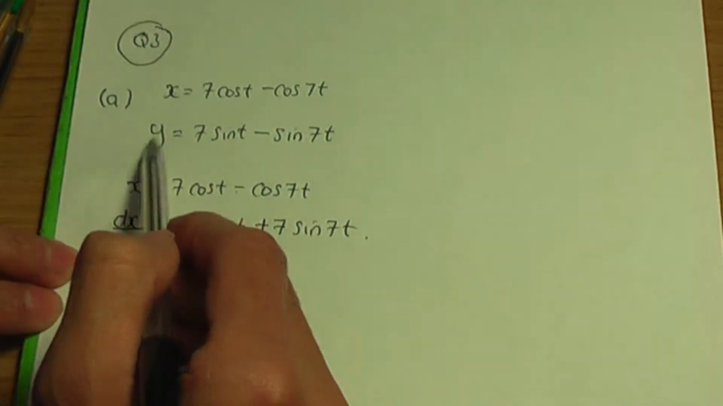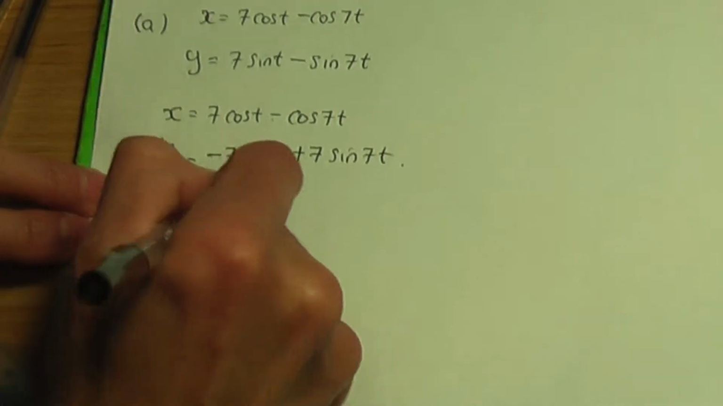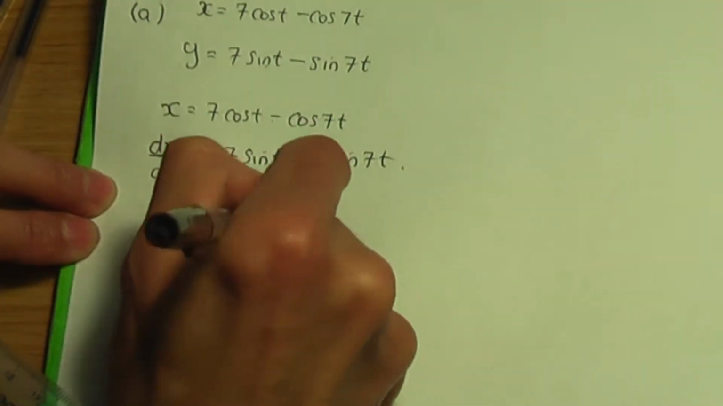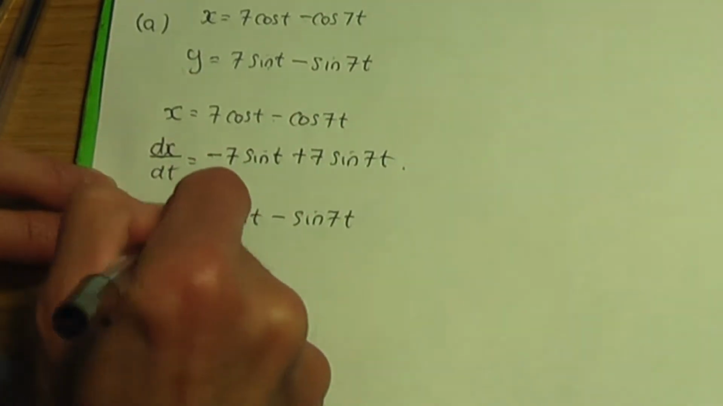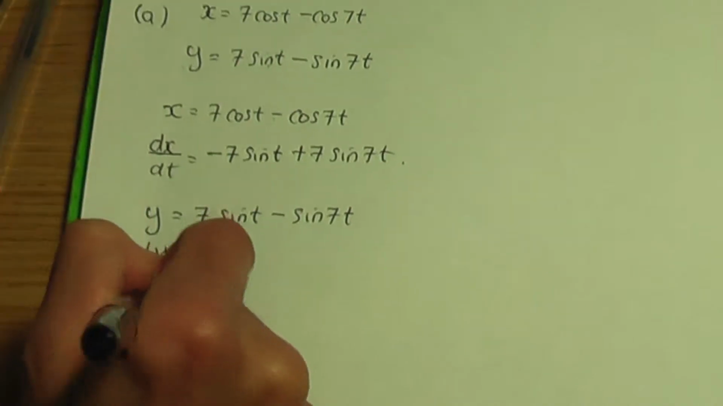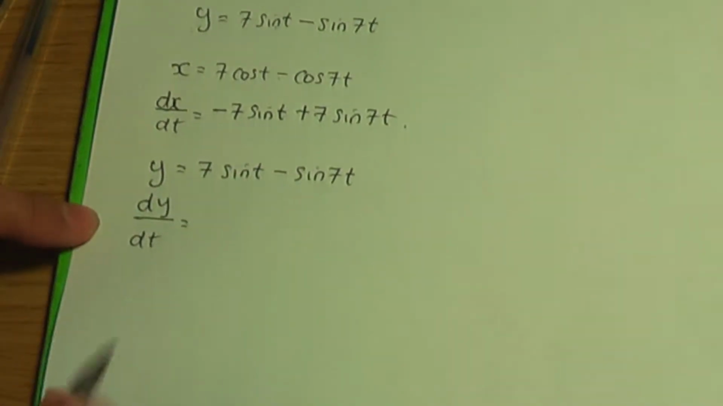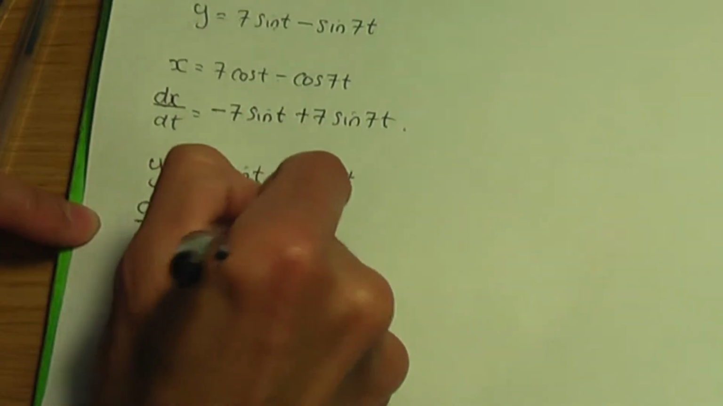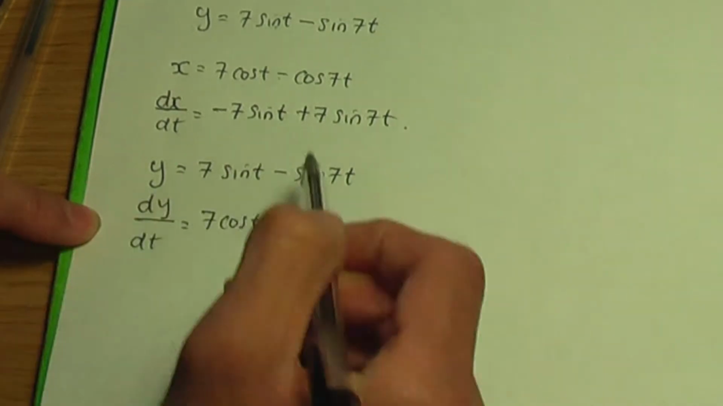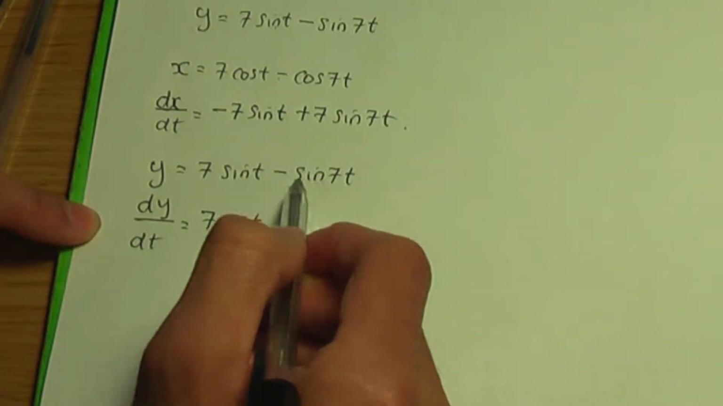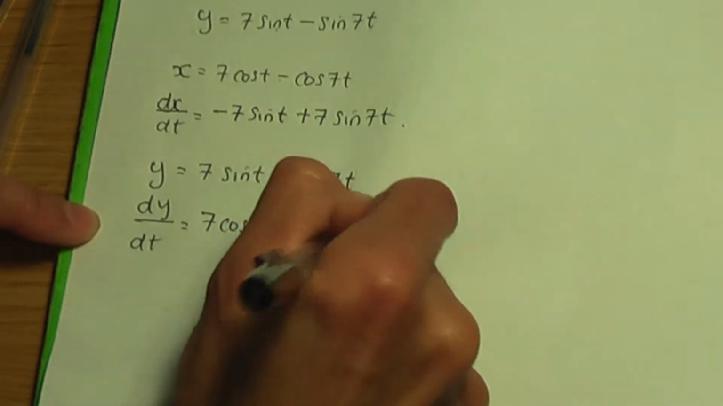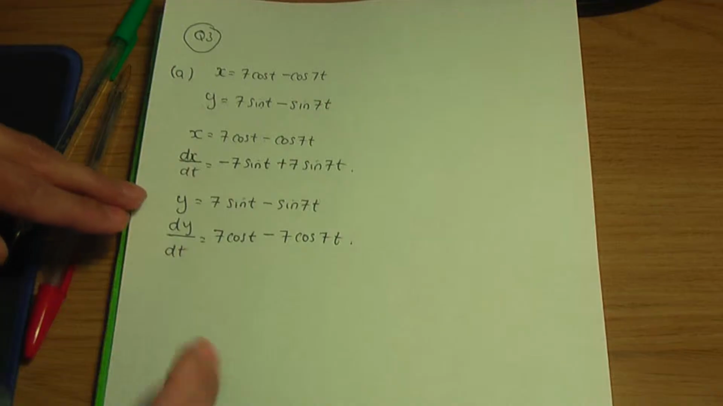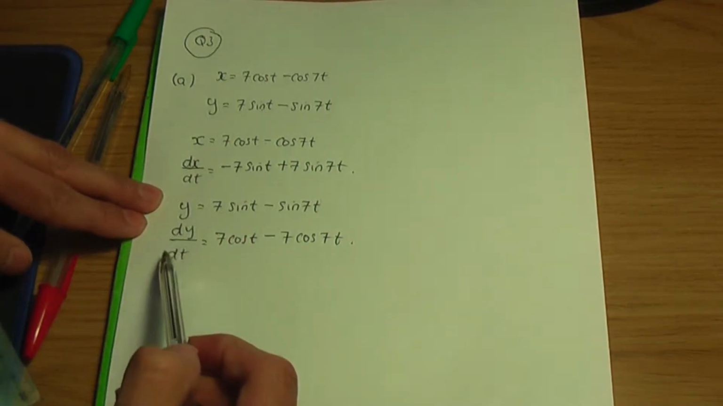We also need to differentiate y with respect to t. So y is 7 sine t minus sine 7t. So let's work out dy over dt. Bearing in mind that the derivative of sine is cos, we're going to have 7 cos t. And again, the derivative of sine is cos, but you need to multiply by 7. So you're going to have minus 7 cos 7t. Now we have dx over dt and dy over dt.